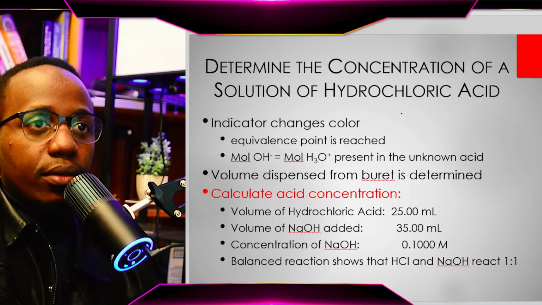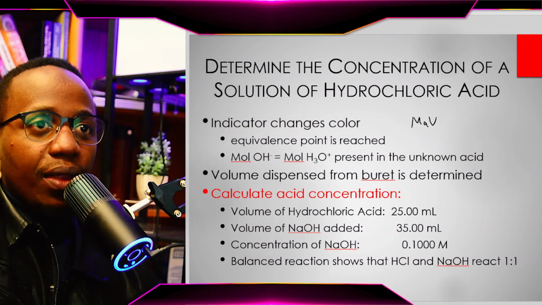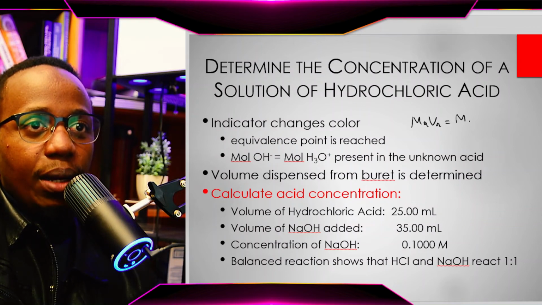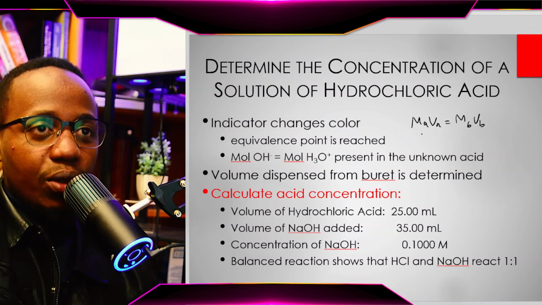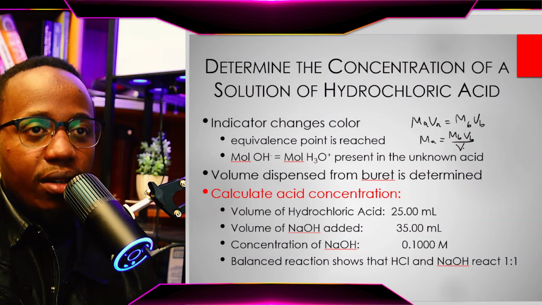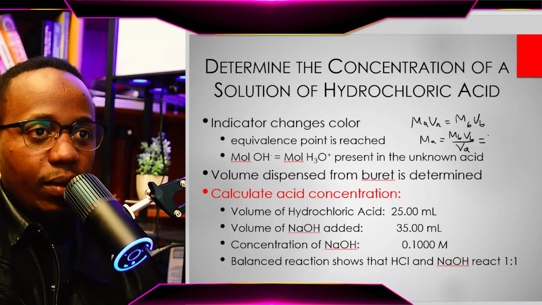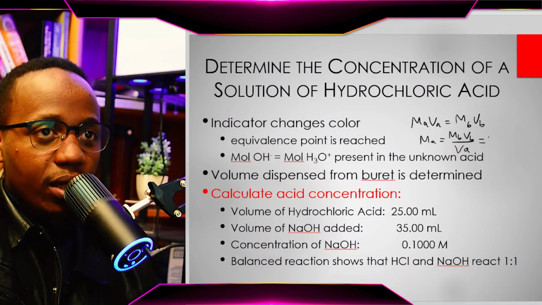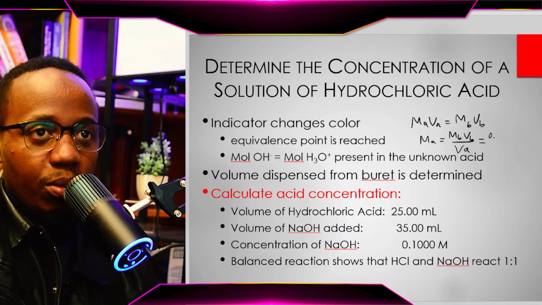All right, so the formula is MAVA is equal to MBVB. And here we want the concentration of the acid, so MA is equal to MBVB over VA. All right, so MB is the concentration of the base. The concentration of the base is 0.1 molar.